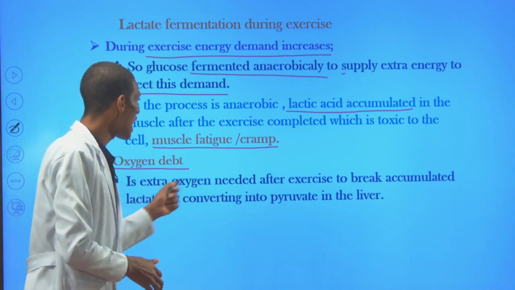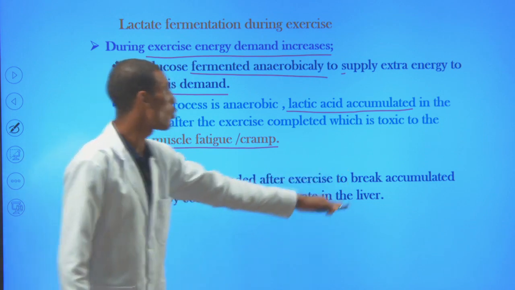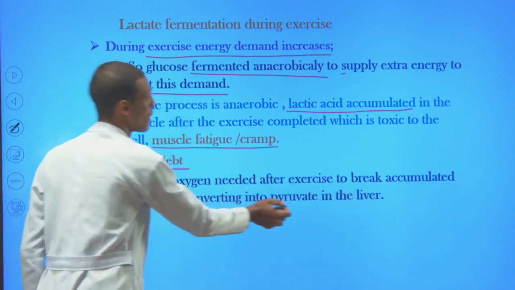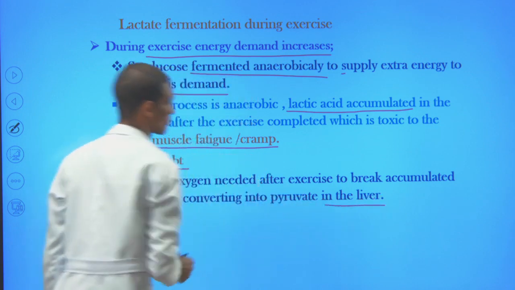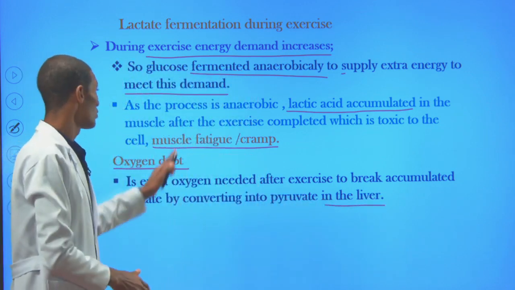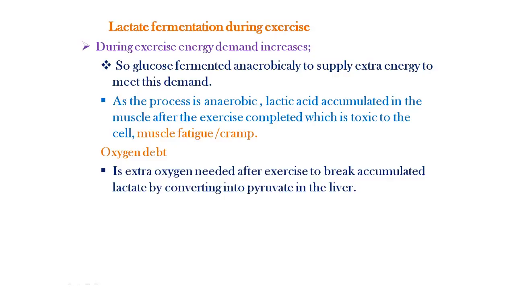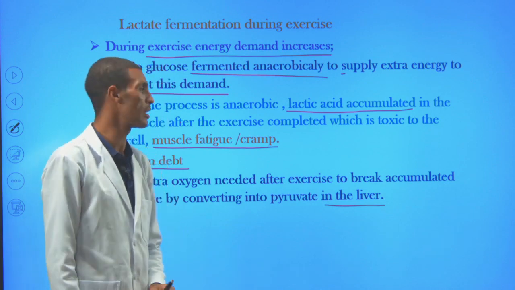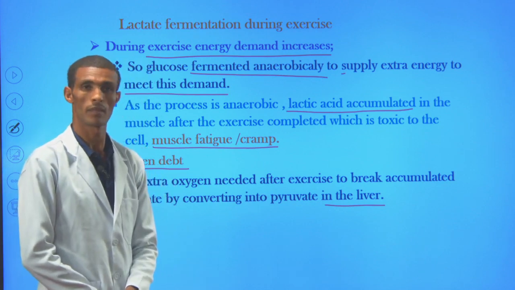Oxygen debt means the extra oxygen needed after an exercise to break down the accumulated lactate by converting it into pyruvate, which can continue the glycolysis pathway in the liver. So they need oxygen to break this down. As a result of the shortage of oxygen, lactic acid accumulates. The extra oxygen debt is important to break the accumulated lactic acid into pyruvate, which can start the original glycolysis after being transported to the liver. Good student.